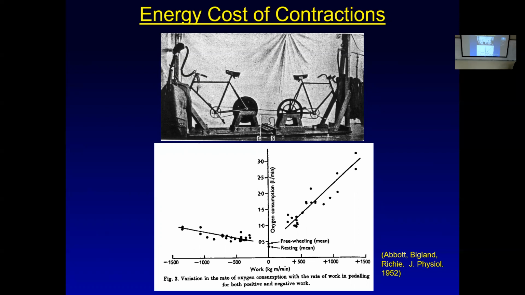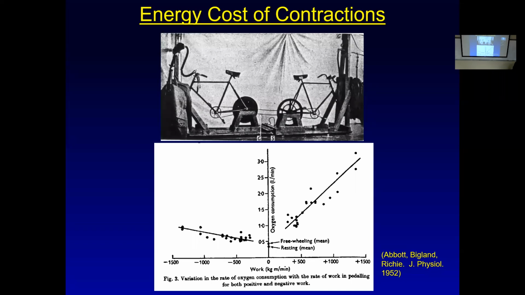So it's like, do more work, O2 consumption goes up. This is the person going forward. Here's the person going backwards. Same exact work, right? They're going backwards, which means it's mostly eccentric in their quads. These people are concentric. And same work, look, like barely using any energy whatsoever.